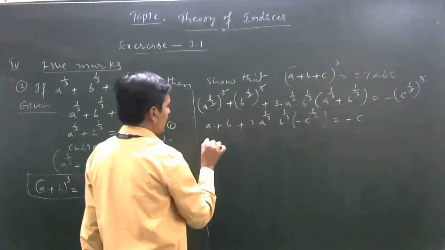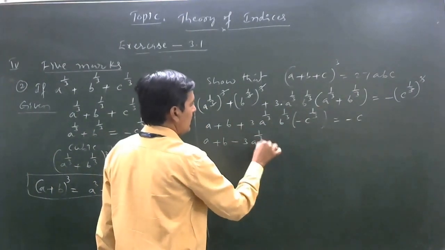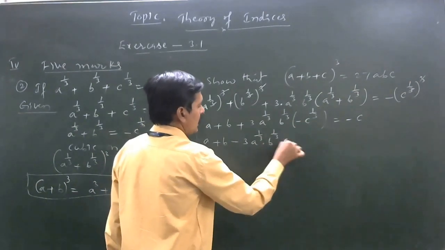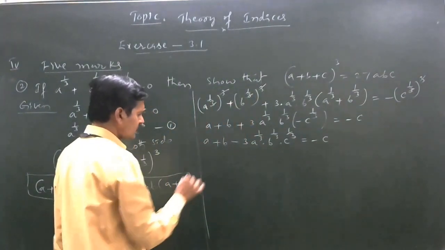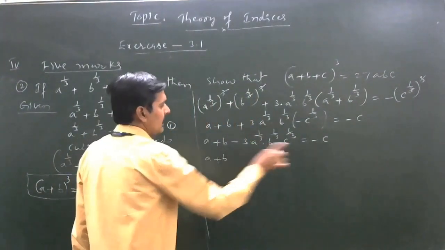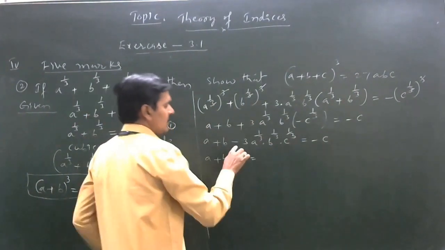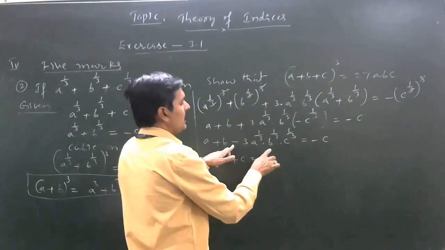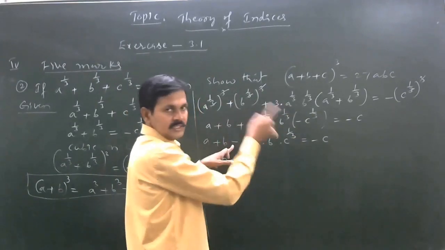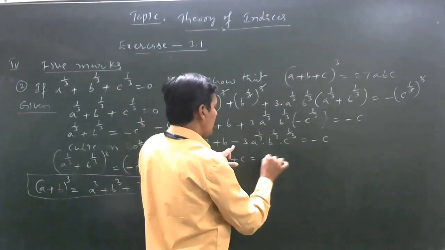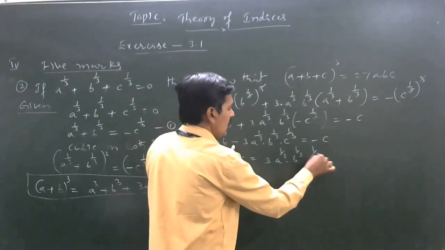Here plus into minus is minus, so a plus b minus 3 a power 1 by 3 b power 1 by 3 and c power 1 by 3 is equal to minus c. Next, a plus b, this minus c is taken to the left side and becomes plus c. Next, minus 3 a power 1 by 3 into b power 1 by 3 into c power 1 by 3 is taken to the right side. This minus becomes plus 3 into a power 1 by 3, b power 1 by 3 and c power 1 by 3.